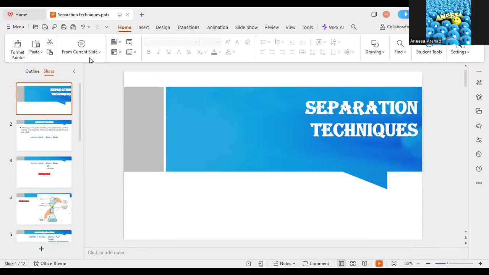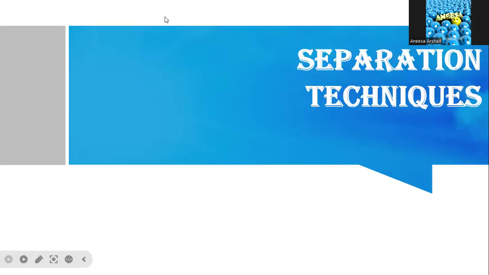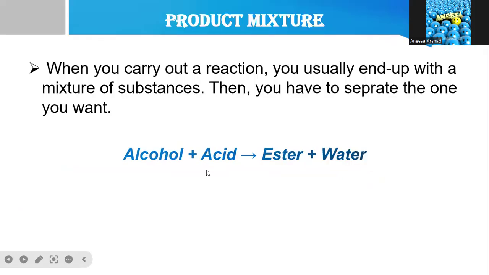So in today's lecture, we will discuss separation techniques. So what are the separation techniques? As you know, as chemists, we are supposed to carry out a lot of reactions to get the products that we use in daily life. And we need to get the desired products from these reactions, basically. But the problem is, when we perform a chemical reaction, we usually get a mixture of products.